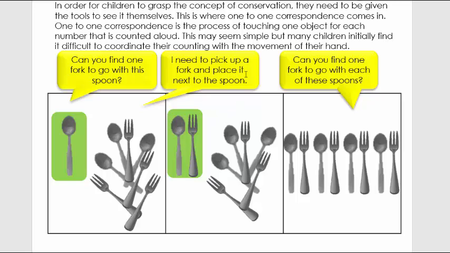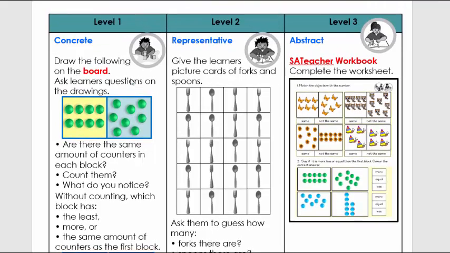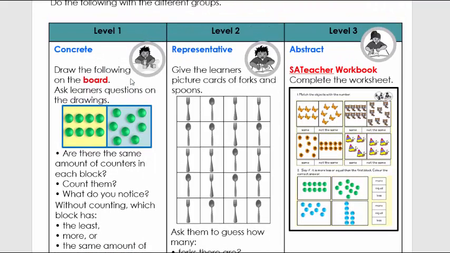Remember, to count, just to say 1, 2, 3, 4 can be a rhyme. But one-to-one correspondence, where you match an object to a number, is where the child starts to understand mathematics. So we're going to look at the different levels. So we're going to look at concrete, representative, abstract now.